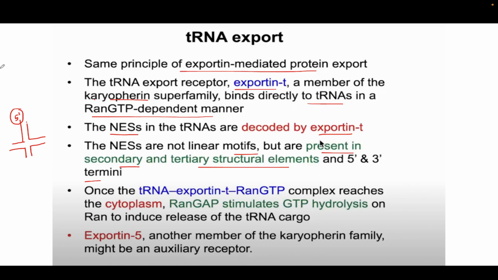Once this exportin T RAN GTP tRNA complex reaches the cytoplasm, RAN GAP stimulates the GTP hydrolysis. GTP, guanosine triphosphate, becomes hydrolyzed on RAN to induce release of tRNA cargo. Exportin 5, another member of the karyopherin family, might be an auxiliary receptor. So this exportin T is an important receptor which helps in transport of tRNA molecule from nucleus to cytoplasm, and there are several other molecules responsible for this.